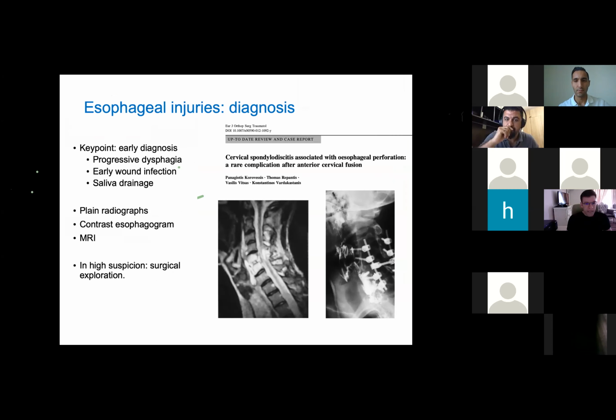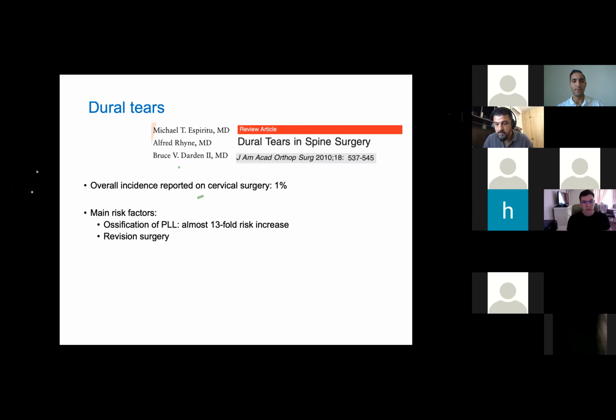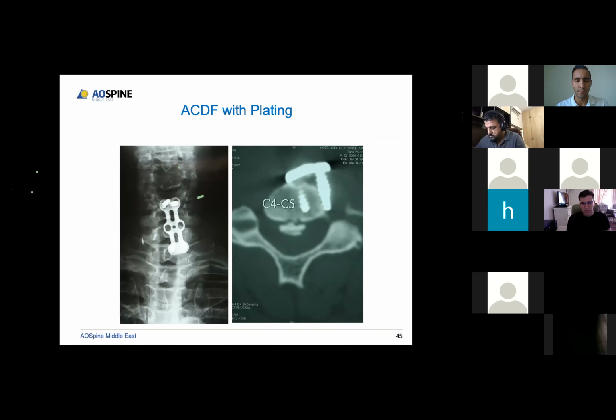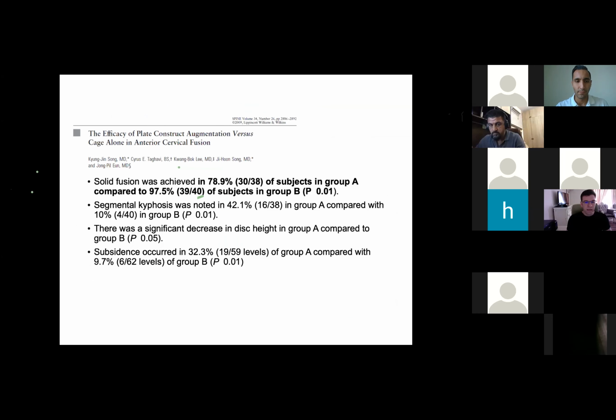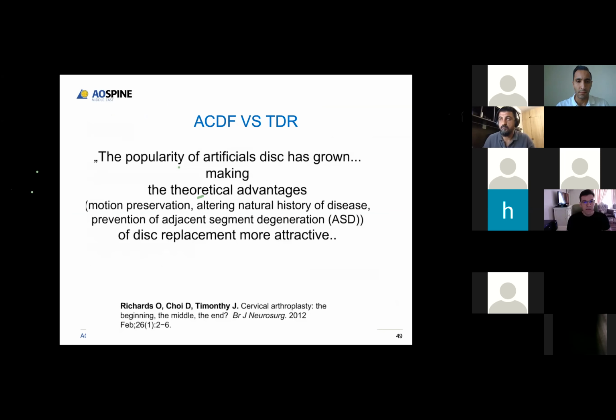Yes. Okay. So the key for this case is the early diagnosis and early management. Dural tear overall incidence is very rare, and the main risk factors are when you have ossification of the PLL and in revision surgeries. Whether to use a plate or not is another debatable issue in ACDF. But I can conclude that plating will reduce the rate of painful subsidence and enhance the rate of fusion, but it will prolong the time of surgery with higher cost and possible dysphagia, although it's a controversial issue.